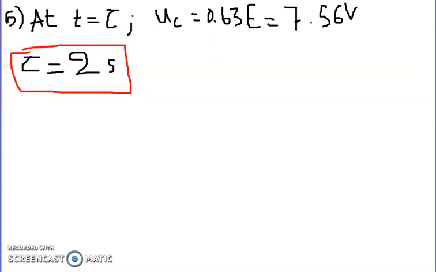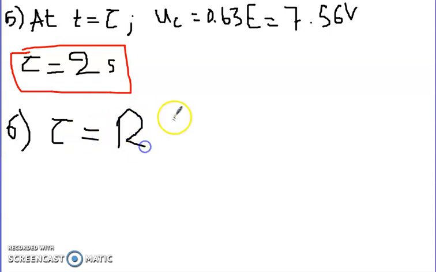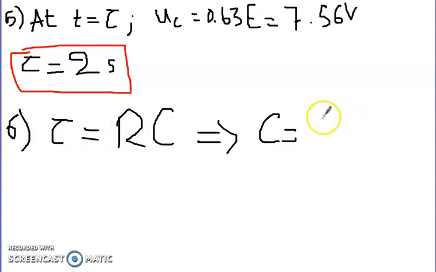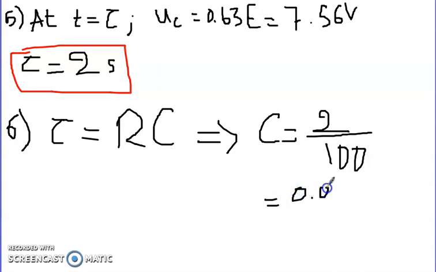Part 6. Deduce the value of C. We have just determined tau equals RC. So if you replace, C equals tau, which is 2 seconds, over R, which is 100, you get C equals 0.02 farad. Easy job.